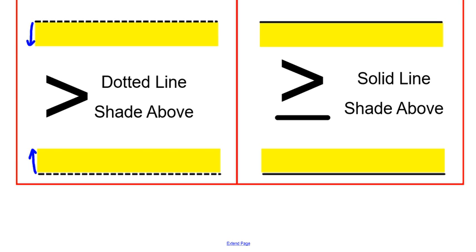Okay, so solid line. So basically, here's a good way to remember it. If you have a solid line under your symbol, then your graph is going to have a solid line. If you don't have a solid line, then you're going to have the dashed line. Okay, so that's a good way to remember it.